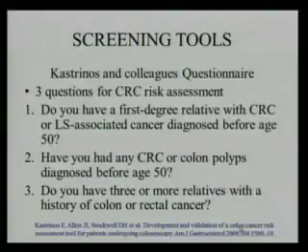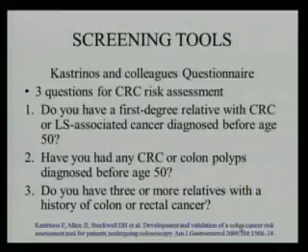Does the patient, or you ask the patient, if he has any first-degree relative with colorectal cancer or any Lynch syndrome-associated cancer. Remember, we talked about endometrial, we talked about gastric, we talked about ovarian, and all these other cancers. So is there any family member with any type of cancer, especially a first-degree relative? Does the patient himself have a colorectal cancer or colon polyps before the age of 50? That's question number 2. Does the patient have 3 or more relatives with a history of colon or rectal cancer?